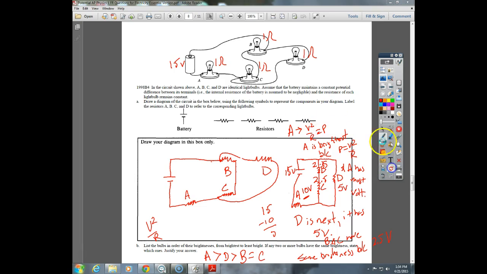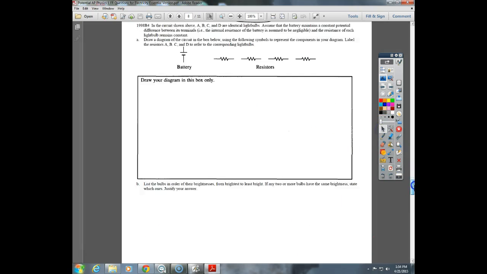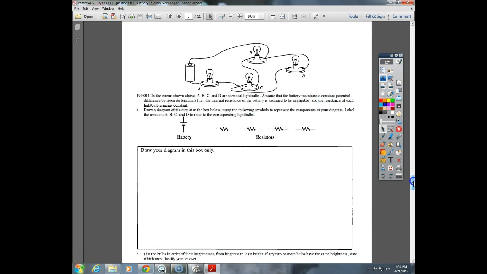Let's go ahead and look at the back side. When you look at the back side, it says bulb D is removed from the socket. So now we're going to take bulb D completely out. Let's go back to the drawing that we had. So we've got this coming over here, going down to B, which goes down to C, which then goes over to A, and then goes back up.